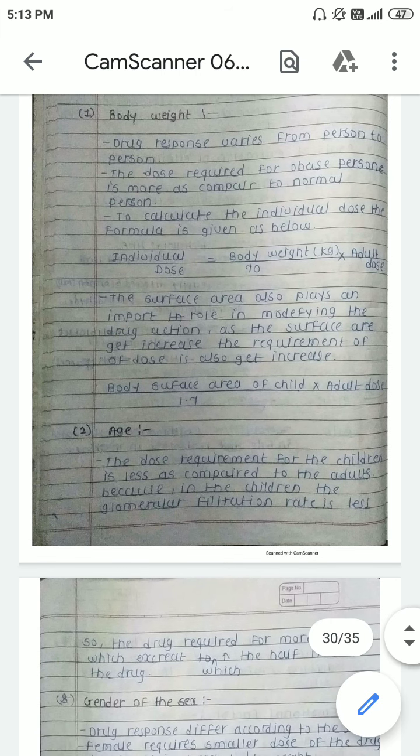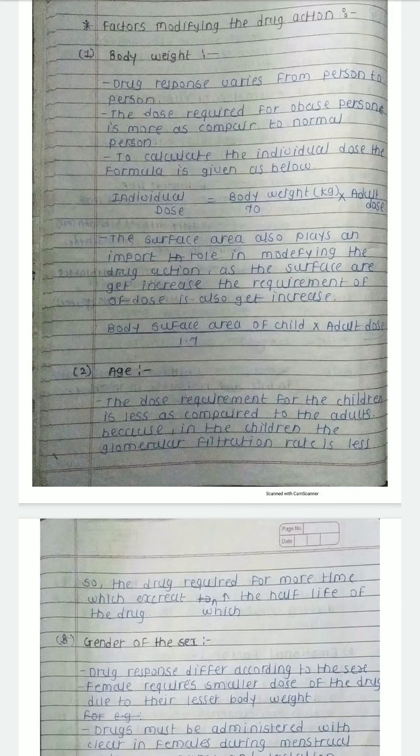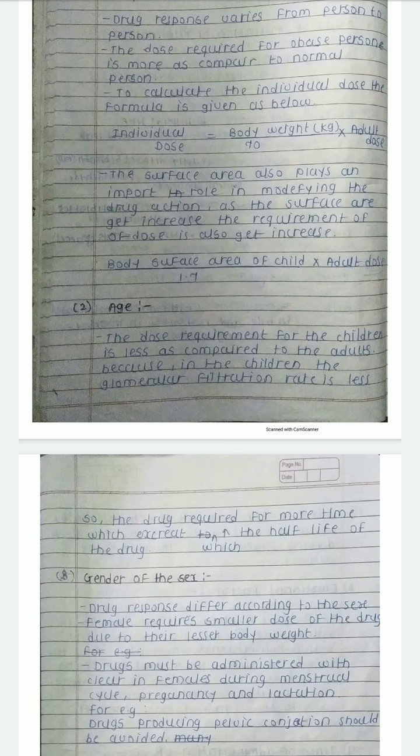Next is the surface area. It is also an important parameter which changes the action of a drug. As the surface area increases, the requirement of dose increases. If the surface area is small, the dose required will be small, but as the surface area increases, the dose will usually increase. You can use the formula given below for calculation: body surface area of a child divided by 1.7, into the adult dose. By using this formula, you can calculate the dose for a child from the surface area.